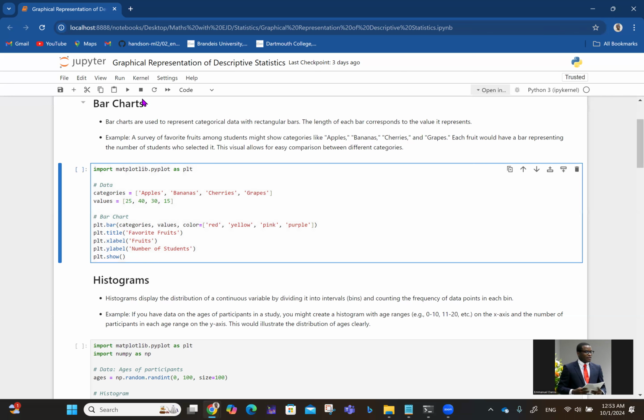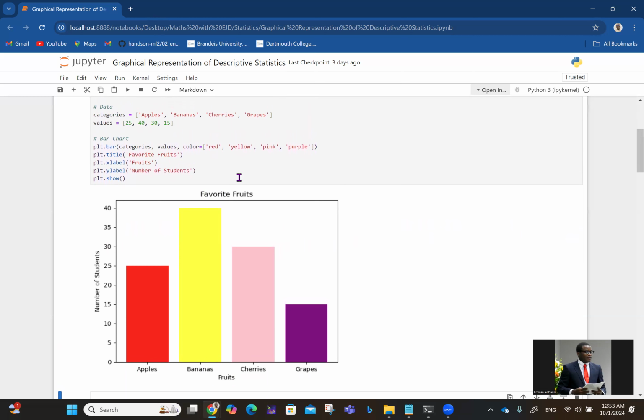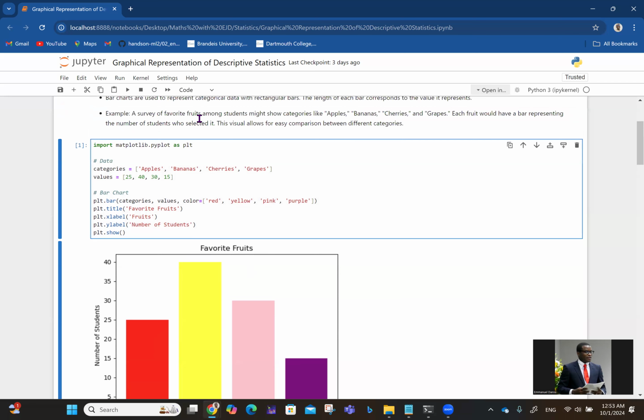So we want to show how this looks on a plot, on a bar graph. So you see that the bars are as long as the number of students that like them. For instance, the mode is for bananas because the highest number of students like bananas, followed by cherries, followed by apples, and then grapes. So this is how bar charts look. Of course, if you have some data, you can just use this simple Python code and just extend it to suit what you would like to do.